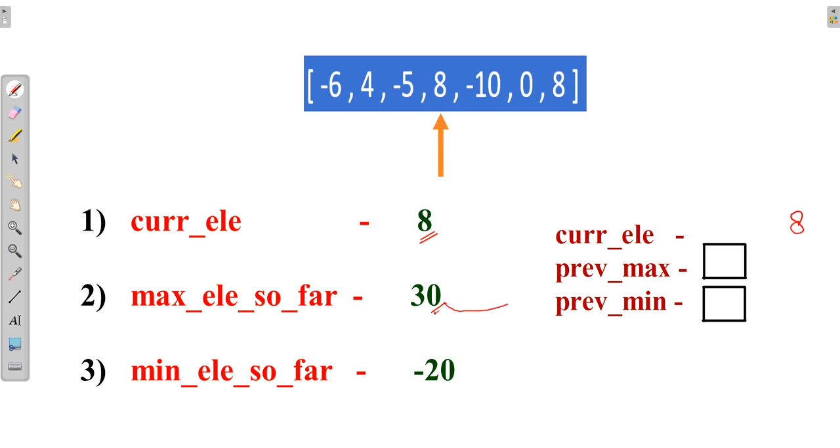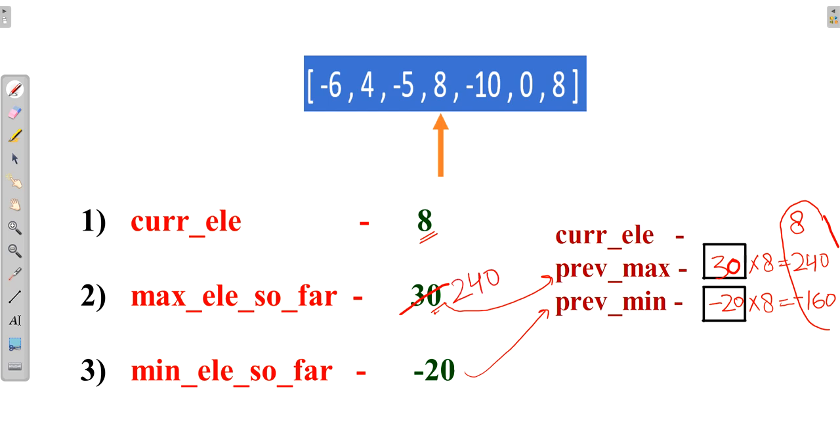Maximum element so far will become previous max, which is 30. Previous minimum element is -20. We will multiply with current element, so that 8 3s are 24, 240, and 8 2s are 16, 160. So comparing these three elements, we will get 240 as maximum and -160 as minimum.